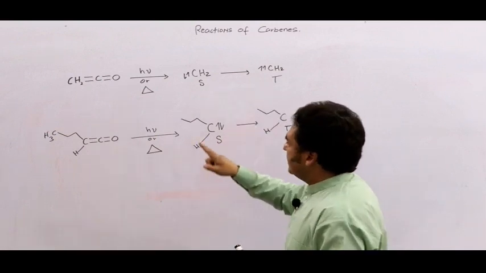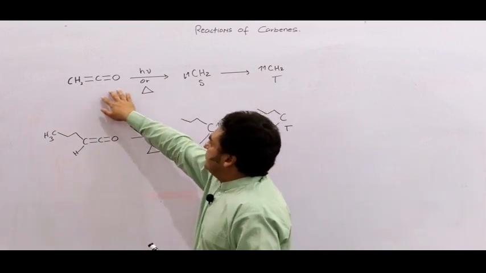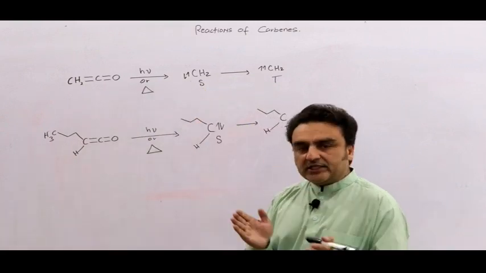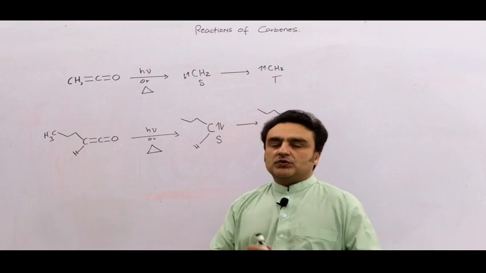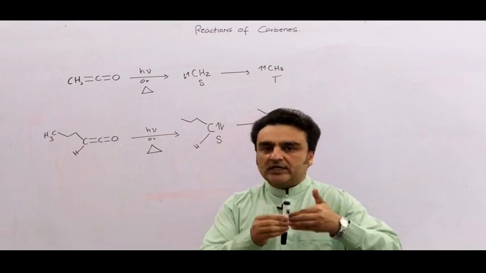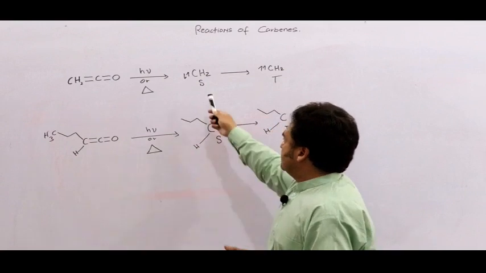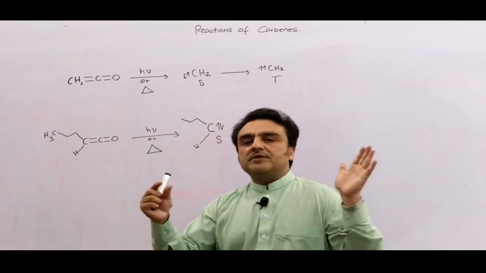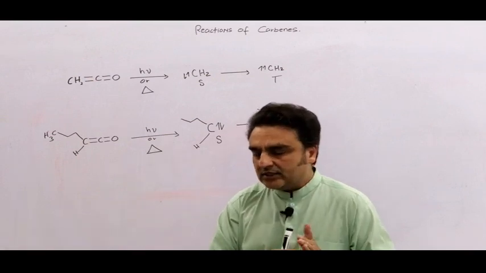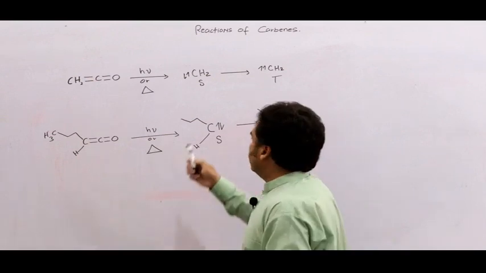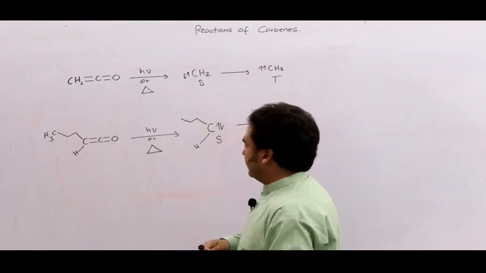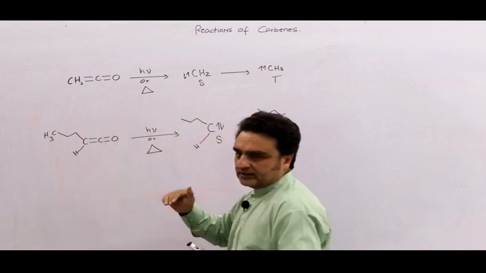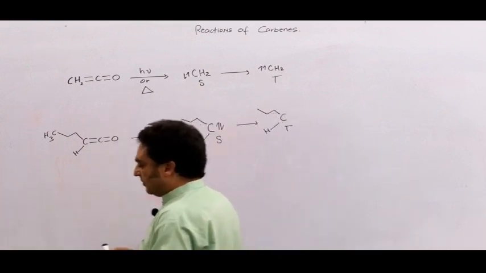So as we know, it produces the carbene and the carbene is in singlet state. If some alkene was present, it will react with the carbene in the singlet state, because if you have alkene as a solvent present, the carbene will directly react with the alkene and will produce the cyclopropane ring like this.